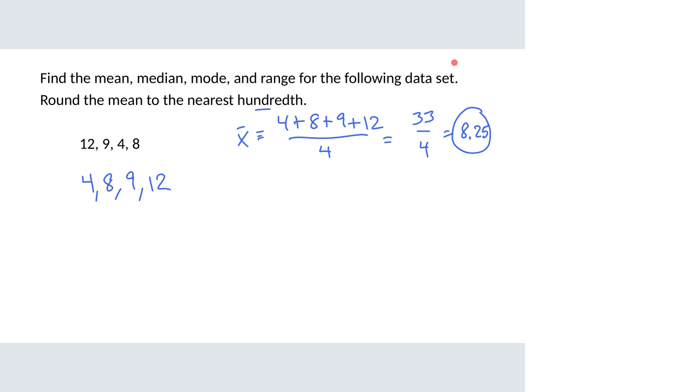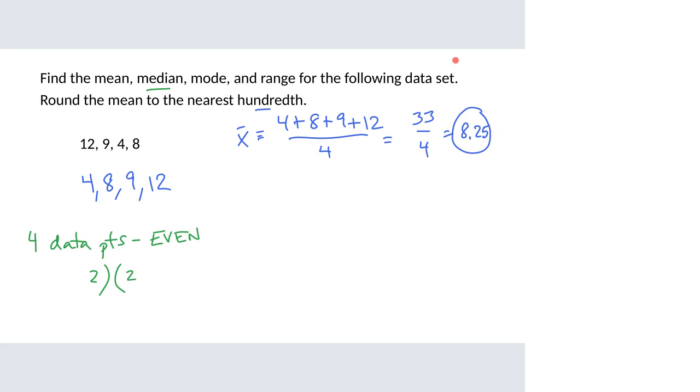Up next, we'll find the median. That's going to be the number in the middle. Although now I have 4 data points, which is an even number. What that means is there is not going to be a number right in the middle. With my 4 data points, there's going to be 2 below the median and 2 above the median, but there's not going to be one sitting there in the middle for me. Here's how we handle a situation like that.